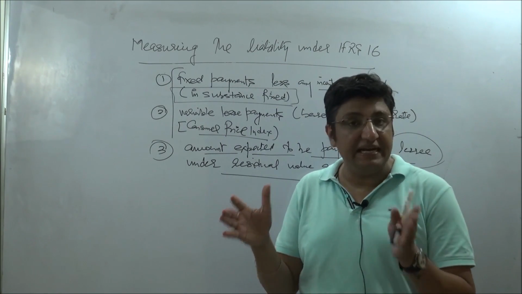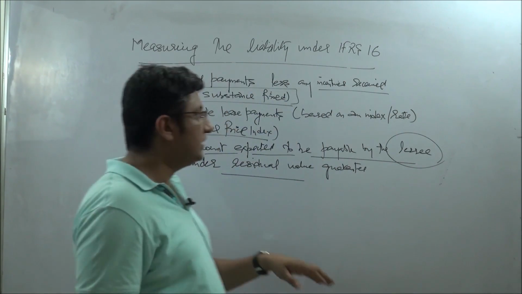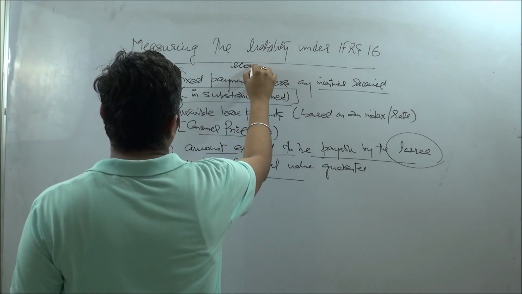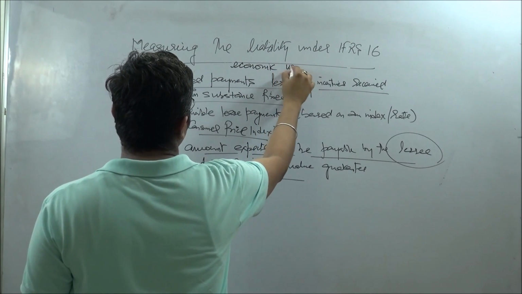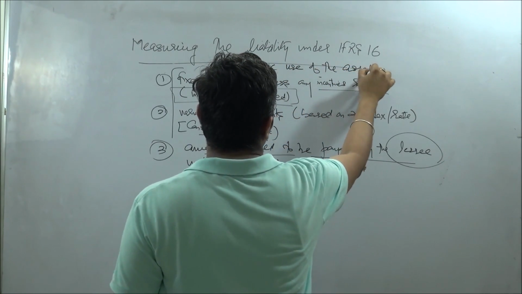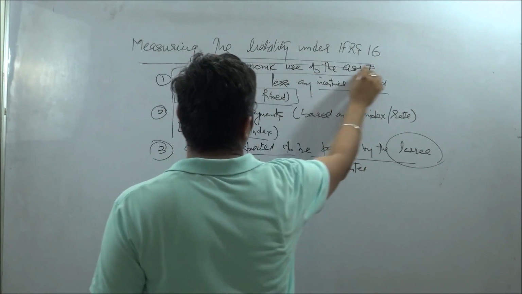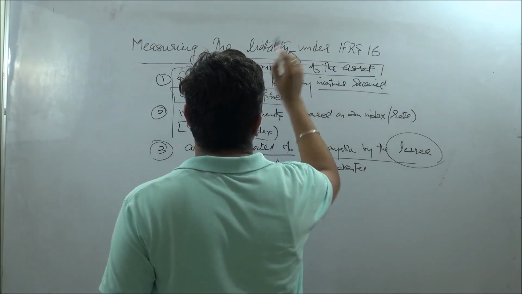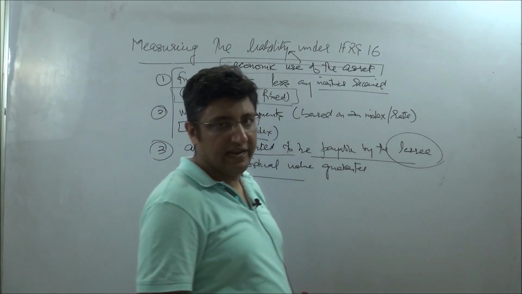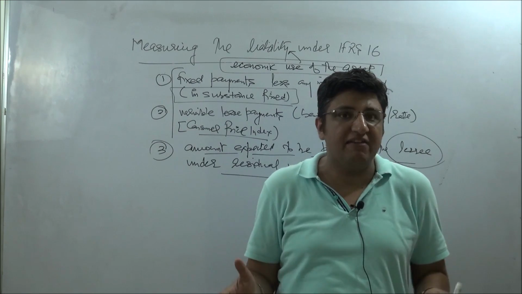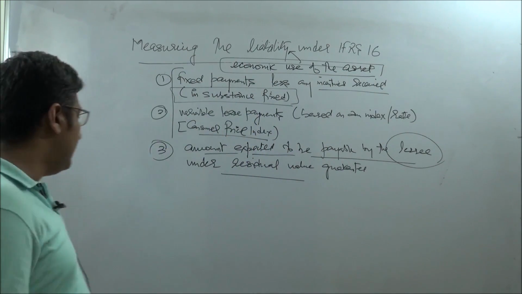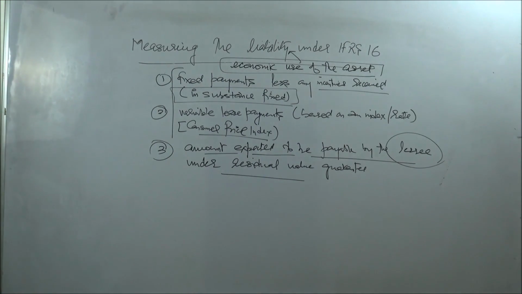So the entire intent of the standard goes into how you derive the economic use of the asset, which should create a corresponding liability in your books as well. So the determining factor is the economic use of the asset under consideration.